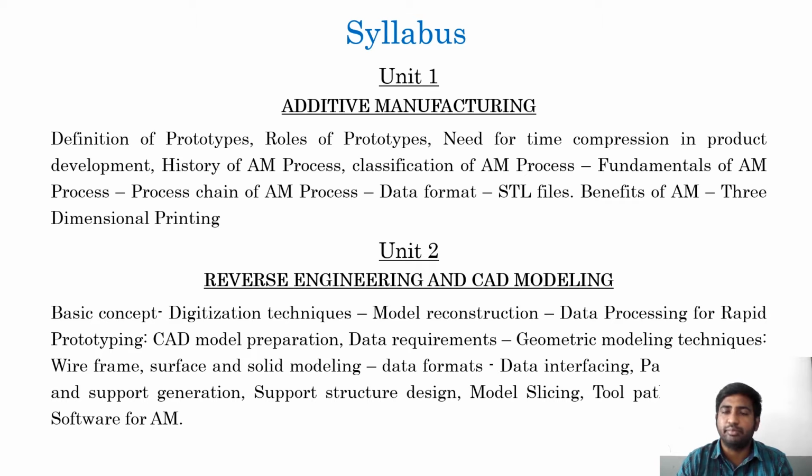After that, what are the basics of CAD modeling? The basic CAD modeling module is all about geometrical modeling techniques: wireframe modeling, surface modeling, solid modeling. These are the various types of modeling. After that we are going to see data formats and data interfacing. Model slicing is the important part of the AM process: the thickness of the model, layer by layer, we are also going to see. After that, tool path generation and the software used for AM. These come under unit 2.